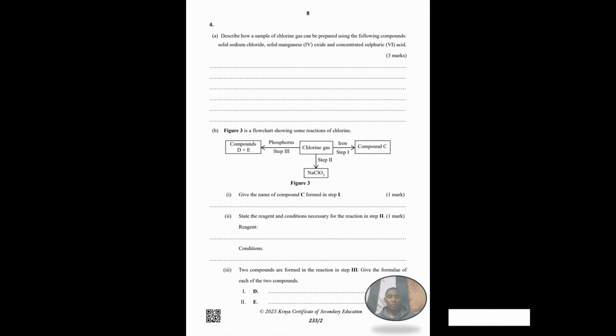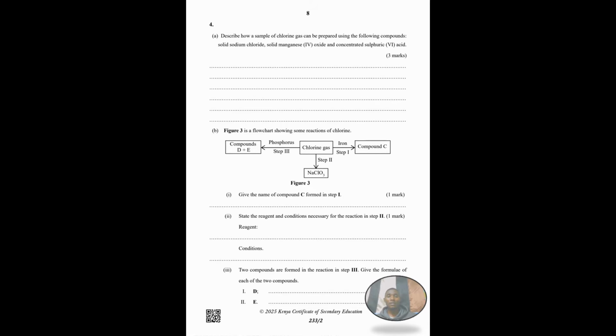Question number 4. Describe how a sample of chlorine gas can be prepared using the following compounds. We have solid sodium chloride, which can be rock salt, solid manganese oxide, and concentrated sulfuric 6 acid. You need to understand that in Form 3, you are taken through how chlorine gas is prepared, and chlorine gas is prepared through oxidation of hydrogen chloride with a strong oxidizing agent.